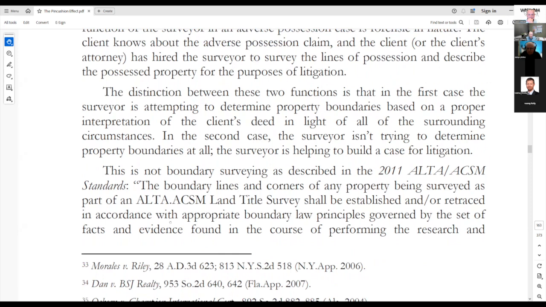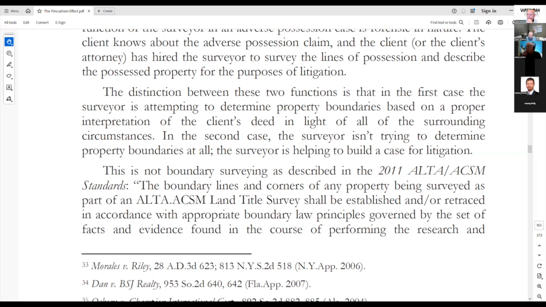So the distinction between these two functions is that in the first case, the surveyor is attempting to determine property boundaries based on a proper interpretation of the client's deed in light of all the surrounding circumstances. In the second case, the surveyor isn't trying to determine property boundaries at all. The surveyor is helping build a case for litigation. So our role is significantly different. And we've talked about litigation. I think there's probably some great Mentoring Monday there that talks about litigation as well. I'm going to keep reading this because I think it gives clarity to what I want to point out here at the end of this section.